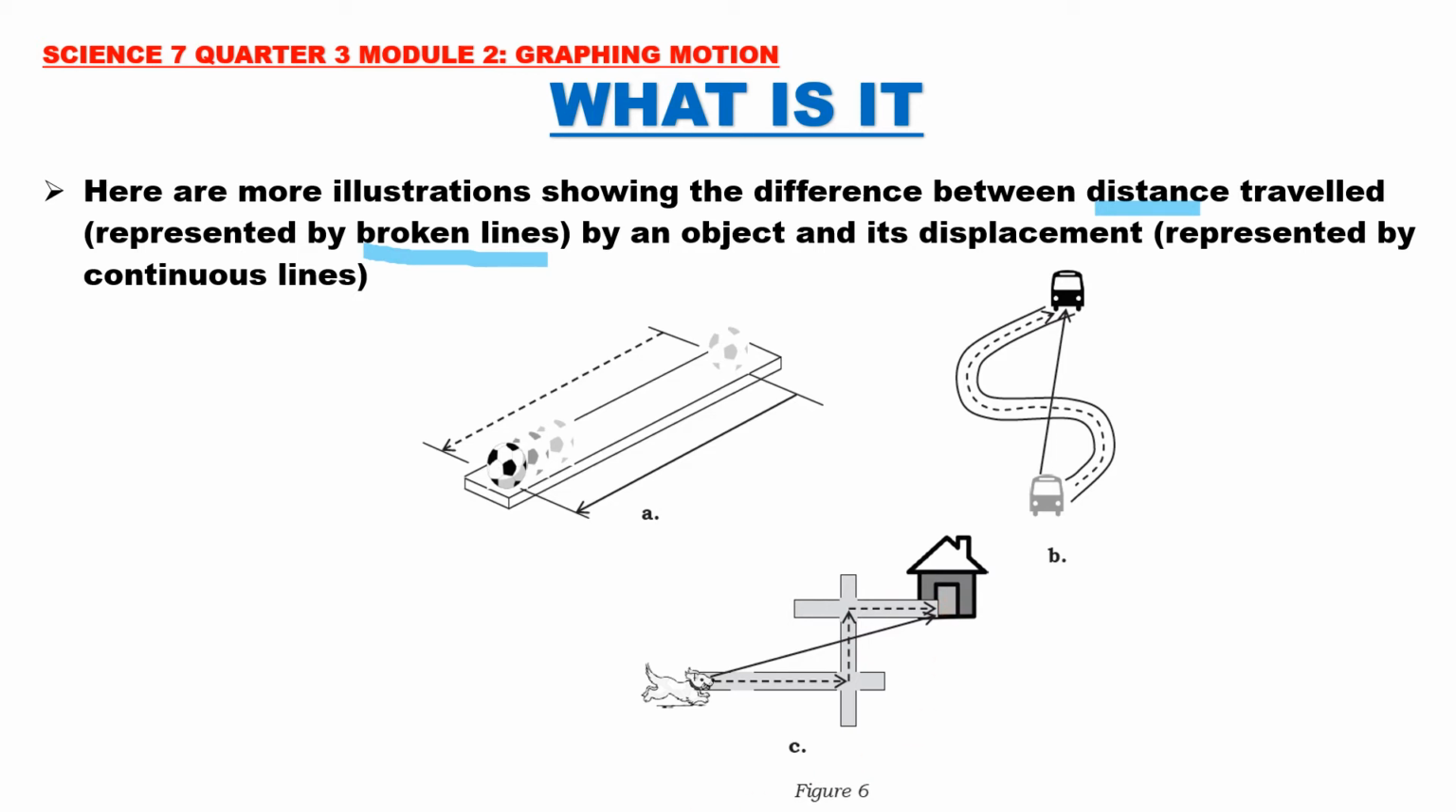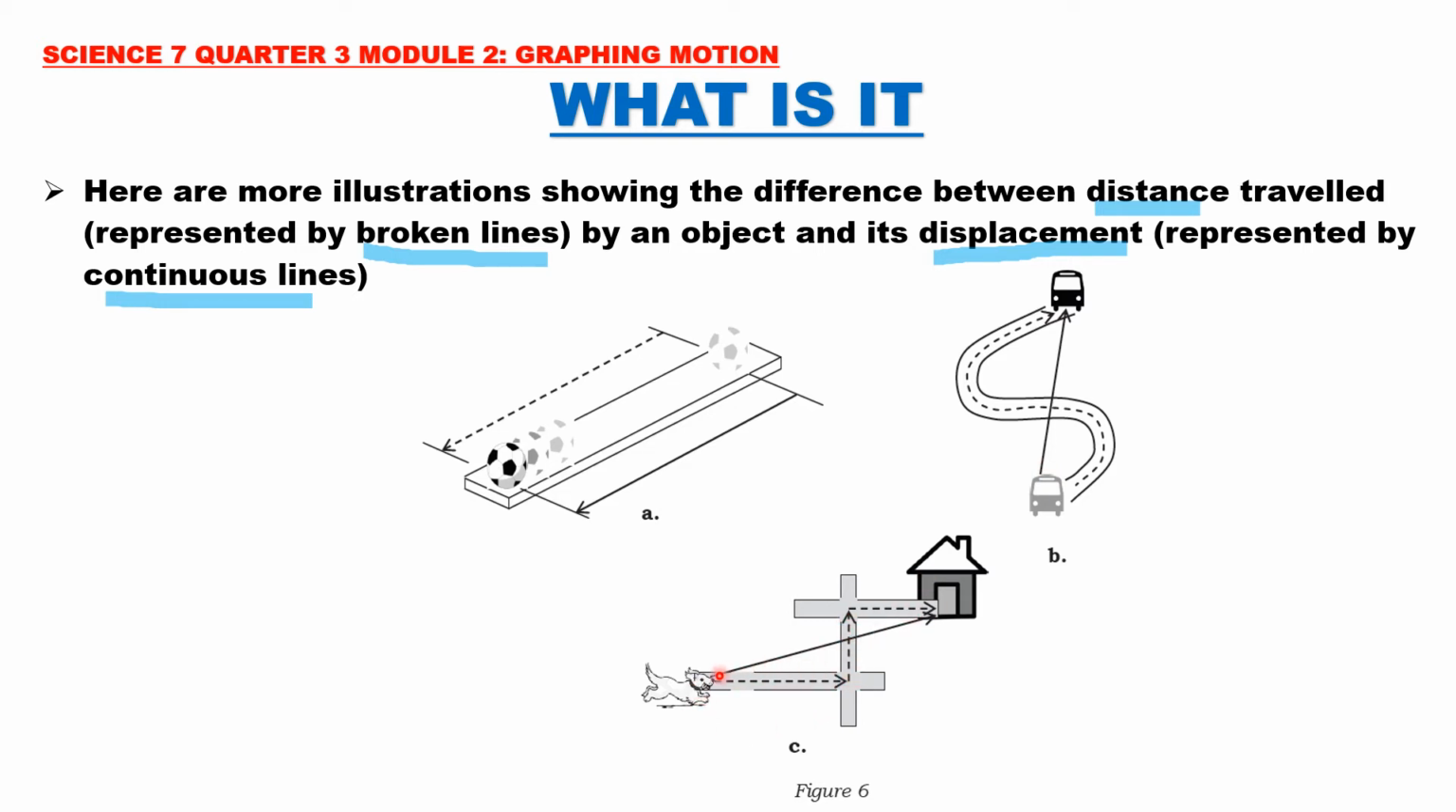Next, yun namang displacement is represented by a continuous line. So, yung linyang dire-diretso at hindi putol-putol. So, nasan yun? Ito po. Yan. Sa letter B, ito ang ating displacement. And sa letter C, ito po ang ating displacement. Okay? So, kung makikita nyo, mas mahaba ang distance kaysa sa displacement. Sa letter B at sa letter C.